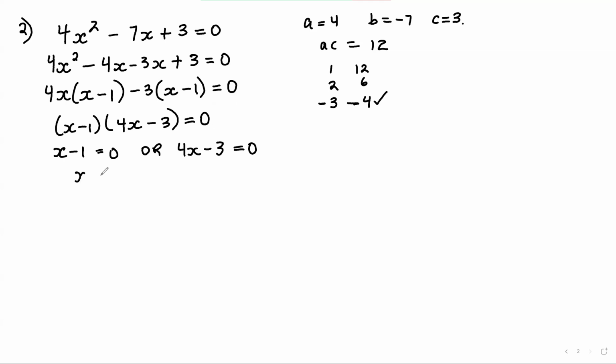Therefore, x would be equal to 0 plus 1, which is 1. And then you check that back to make sure it works, because if x is 1, then 1 minus 1 will give you 0. Now, for 4x minus 3 is equal to 0, I'm going to do a small algebra here. 4x is equal to 0 plus 3, which will be 3. And therefore, x will be equal to 3 divided by 4. So for this one, x is equal to 1 or x is equal to 3/4.